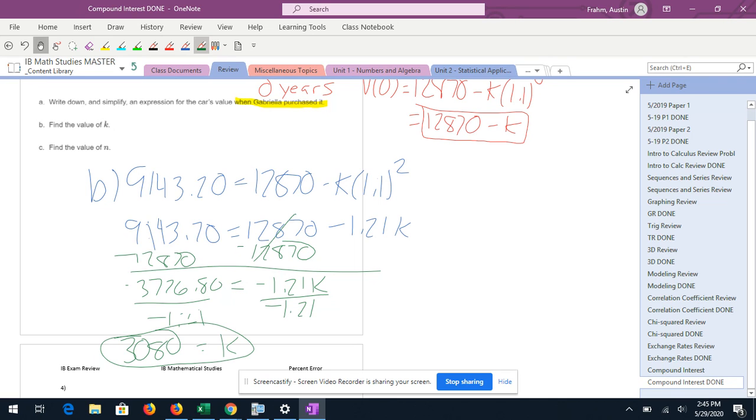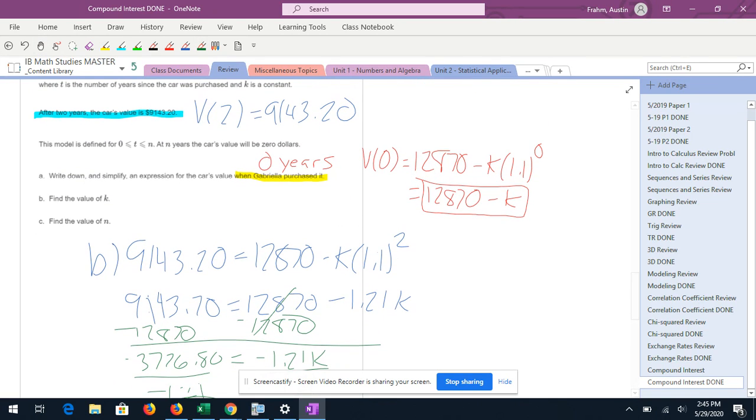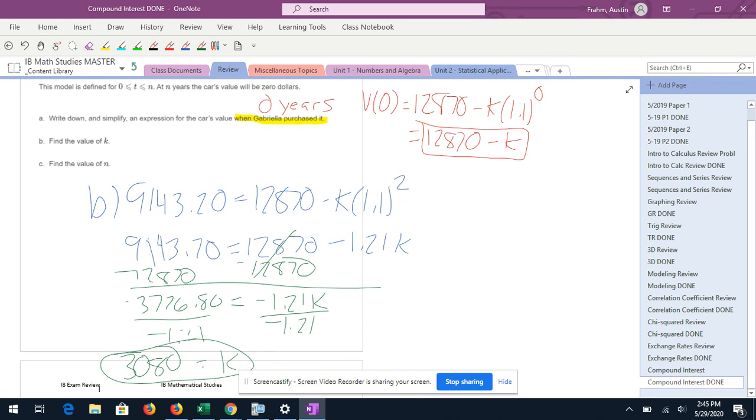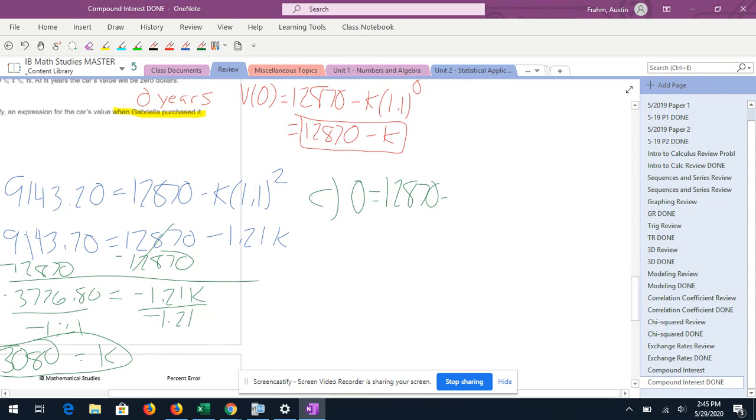Now letter C says find the value of n. A reminder that n represents the years the car's value will be $0. So how many years does it take for the car to equal $0? So what we can do is set V of t equal to 0. So now we have 0 equals 12,870 minus our k value, which is 3,080, times 1.1 to the n or t power. So we got to figure out when this equals 0.